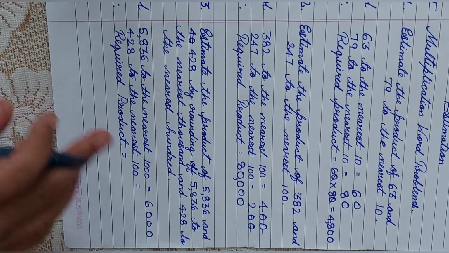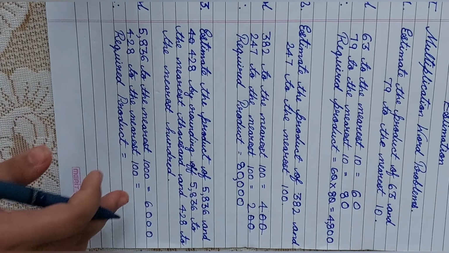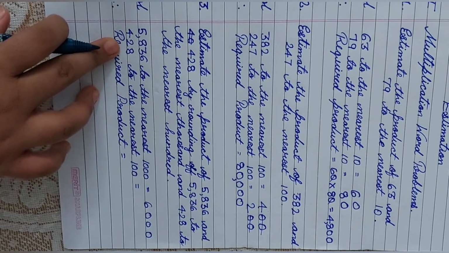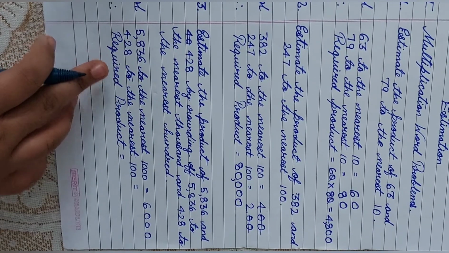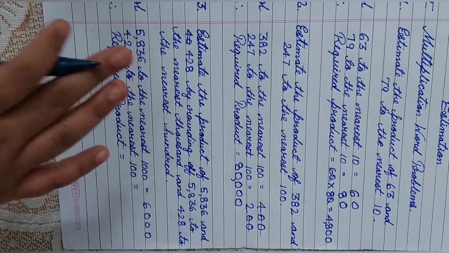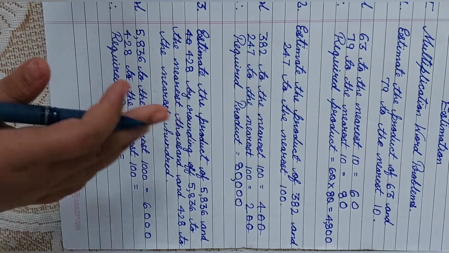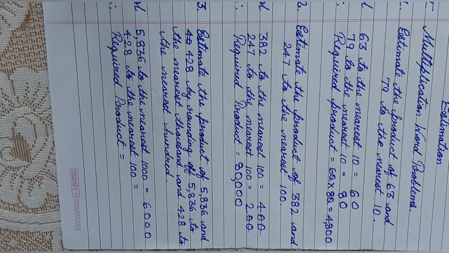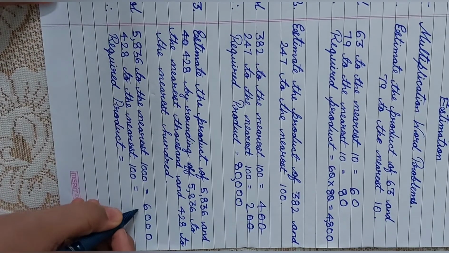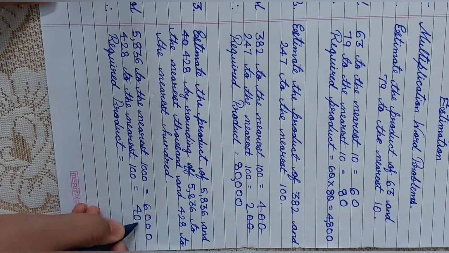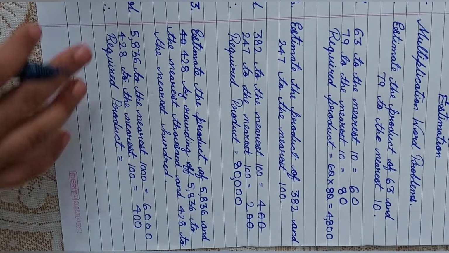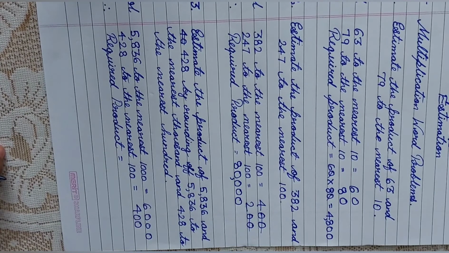How to round off to the nearest 100? So first see the tens digit. Tens digit is 2. So what do we have to do? We are going to replace the tens and the ones with 0 and write the hundreds digit as it is. So that will be 400. Okay, so the required product.